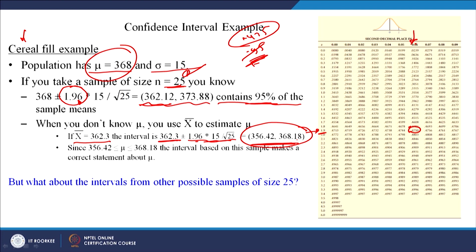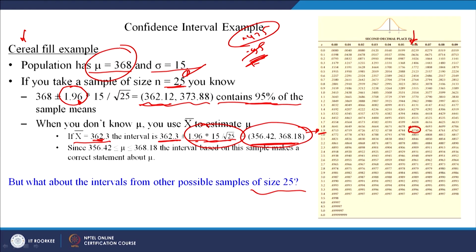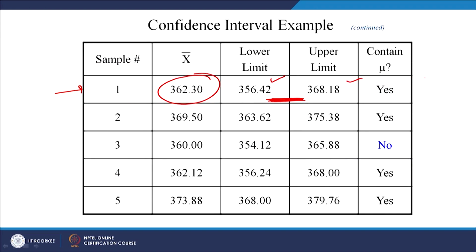Now, if you take another sample of size 25, you will have a different mean. This value will remain constant, but your interval will change. What we have just done is this: our sample mean was this when we took 25 samples, the lower limit was this, the upper limit was this, and does this interval contain the population mean? What was the population mean? 368. Yes, it does contain it.